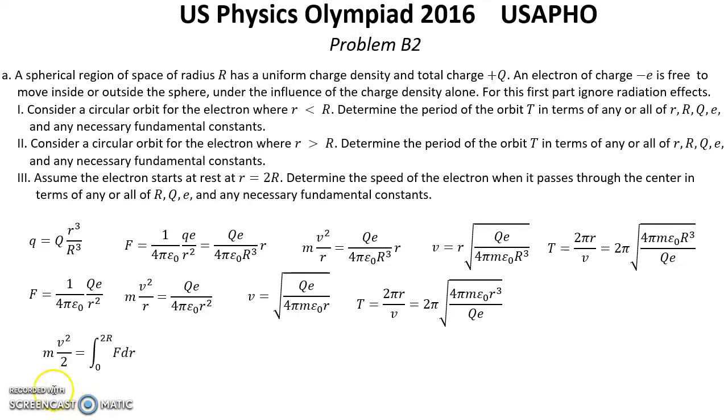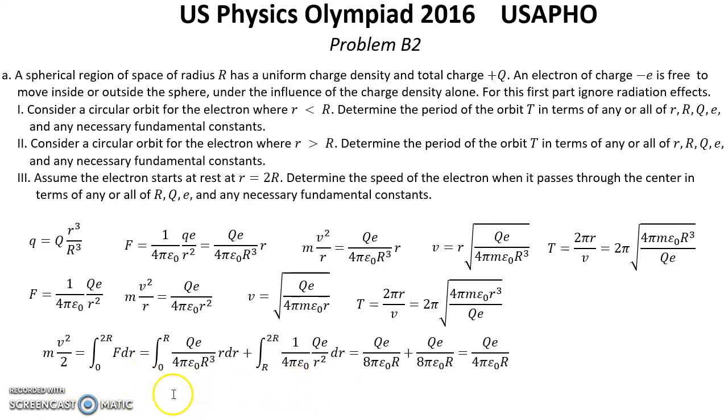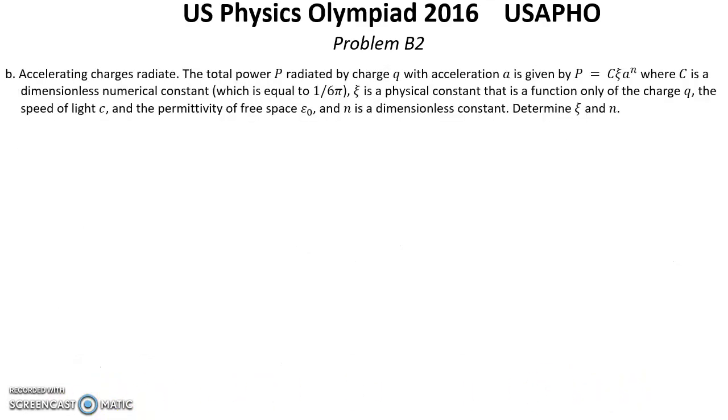We have kinetic energy mv squared over 2 equal to the integral from 0 to 2R of force, which has a different approach inside the sphere and outside the sphere. That will be these two integrals. After calculating these two integrals, we have this result, and the speed will be this expression, which is the answer for question 3, part B.